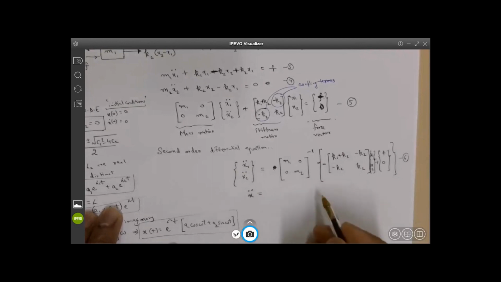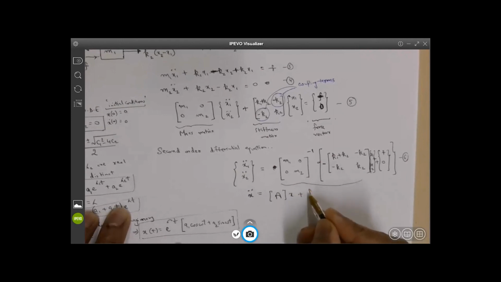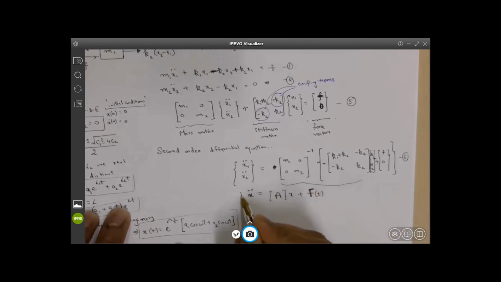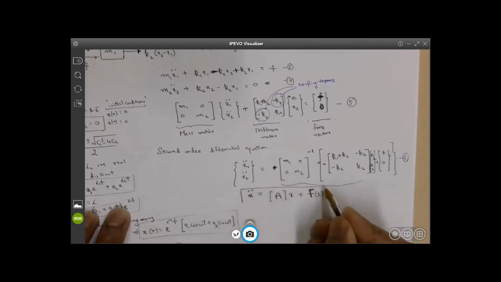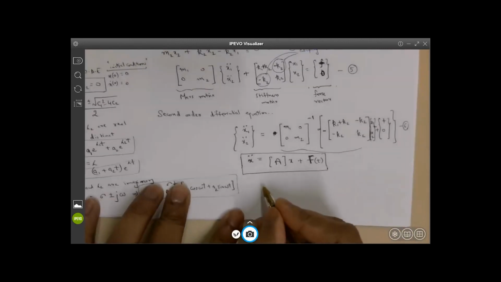So I will basically call the multiplication of this as A matrix times X plus, let's say, capital F, Ft. So basically I got this formulation. Is everybody with me so far? Yes. Where your A matrix is, let me write down what the A matrix is.